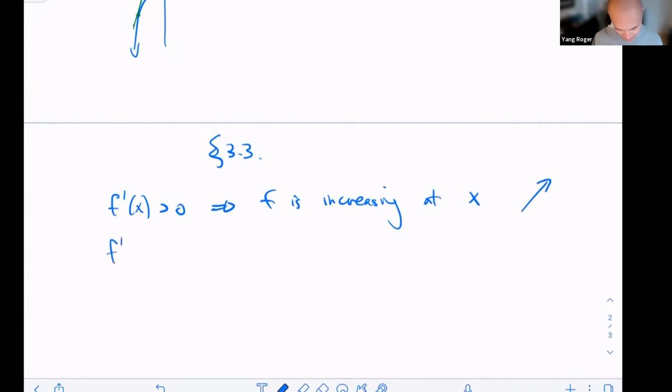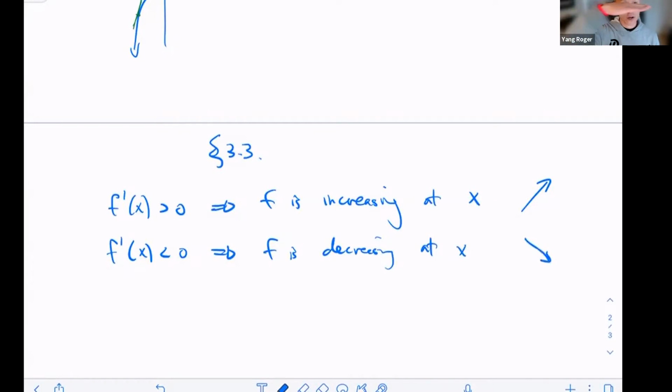If the derivative is less than 0, you know that that means f is decreasing at x. So I'm gonna put a little down arrow like that. And then obviously when it's equal to 0, that's when you have a horizontal tangent line, and that's now the critical value situation that we're talking about, right? So I think this is nothing new.